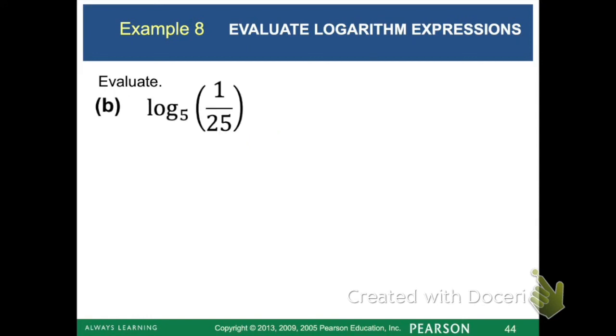Example 8, part B. Same idea here. If I could rewrite 1/25 as 5 to an exponent, then I could cancel out my log base 5 and my base 5. Remember, anytime we're going from a base of 5 to a fraction like 1/25, we're going to have a negative exponent. So in this case, I'm going to rewrite 1/25 as 5 to the negative 2. So my final answer is just negative 2.